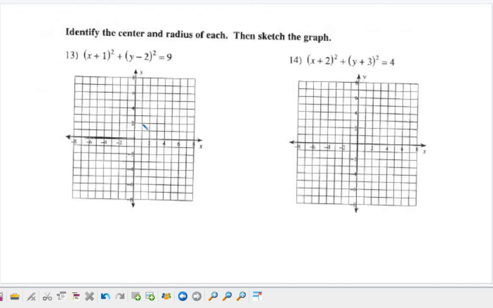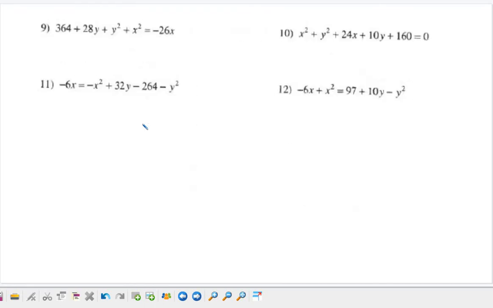So to find the center and the radius here, we would have to put it in standard form. We've done that multiple times. Move everything to one side. Put it in center radius form. Everything needs to be on one side except for your constant. Keep your equation balanced and solve. So let's just do number 11.